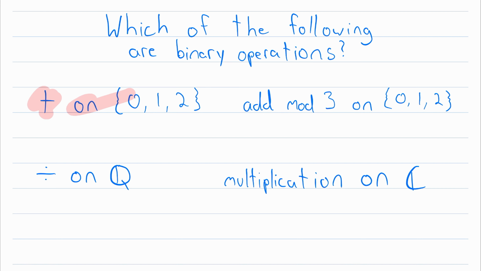We've got addition on the set containing 0, 1, and 2, addition mod 3 on that same set, division on the rationals, and multiplication on the complex numbers. So tell me in the comments which of these you think are binary operations, and justify your answer. I'll leave an explanation in the description.